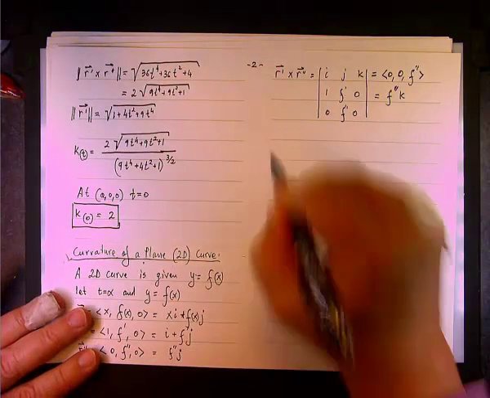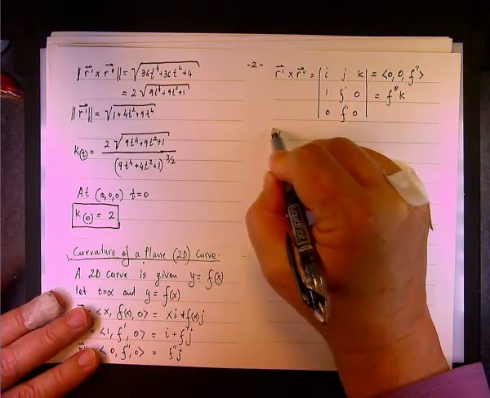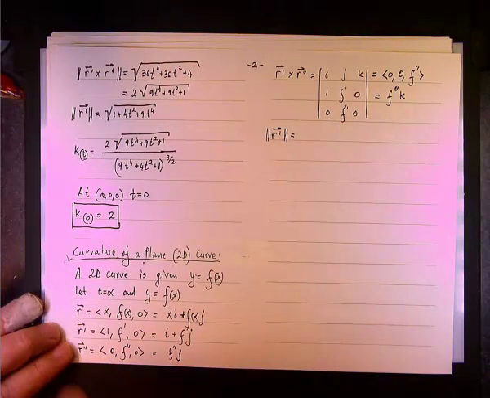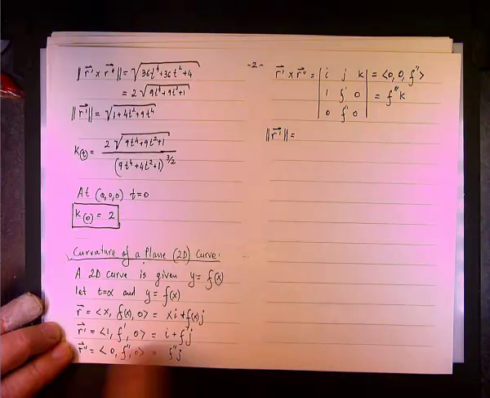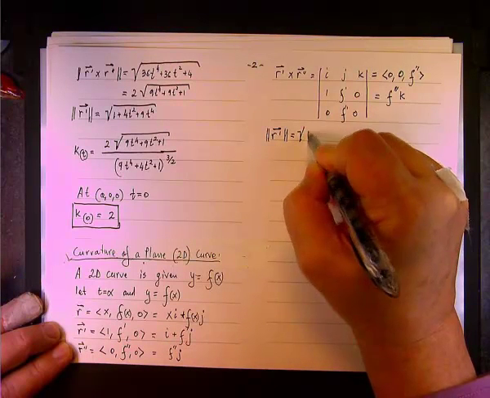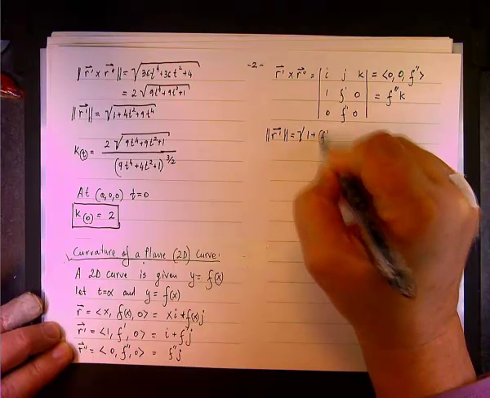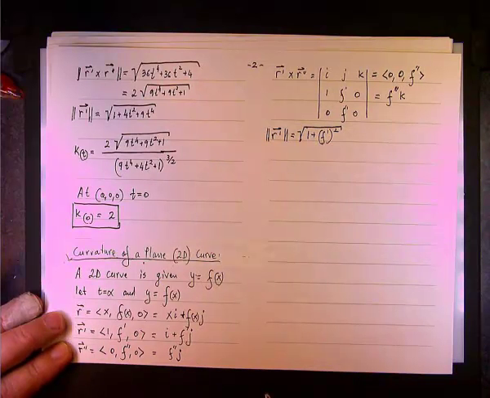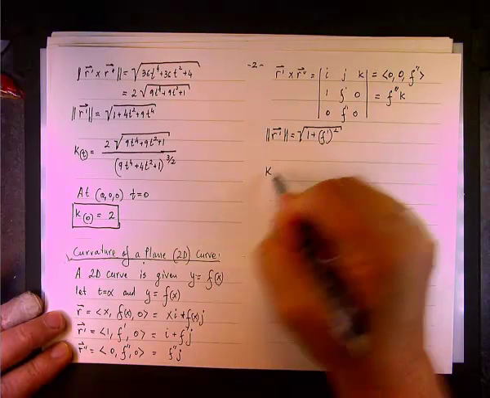And for the denominator, we need the magnitude of r prime. So the magnitude of r prime is simply the square root. If this is r prime, remember, i plus f prime j, or 1, f prime, so it would be the square root of 1 squared, or 1, plus f prime squared, like so.